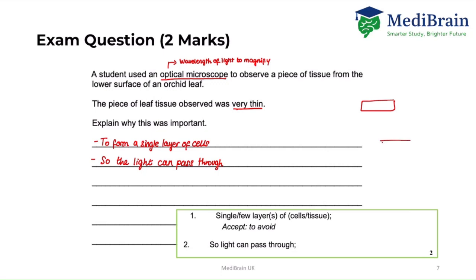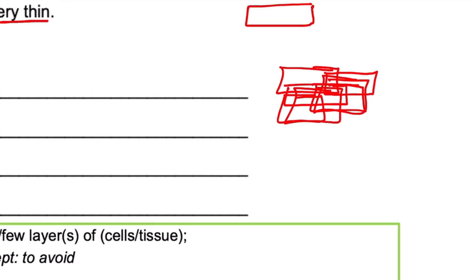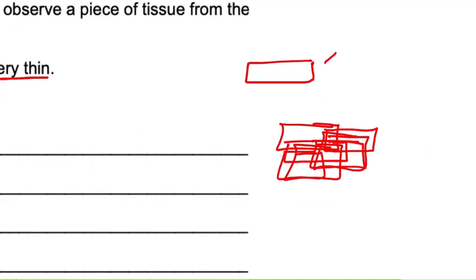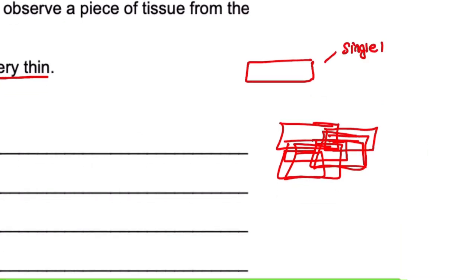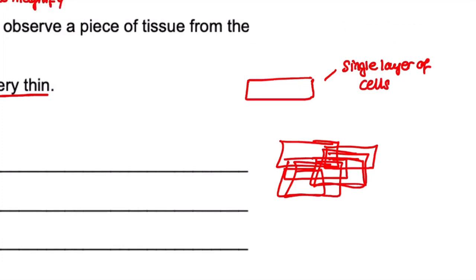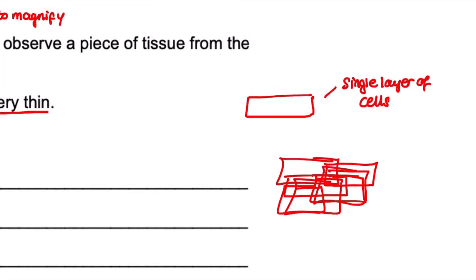We don't want a structure like this. Let's say that's a cell. We don't want a layer like this. Okay, we don't want something like this. Okay, so as you can see, this is a single layer of cells. And the reason why we got this is because we have a thin leaf tissue. That thin leaf tissue gives us this single layer of cells.